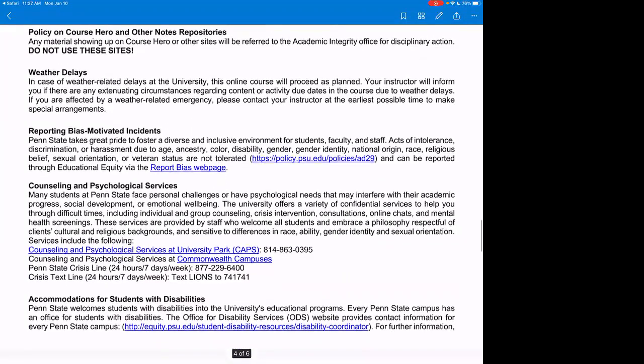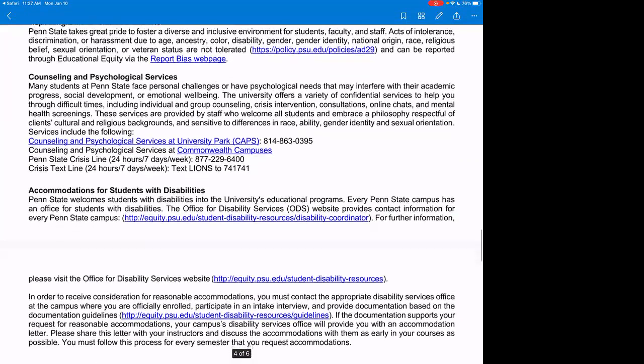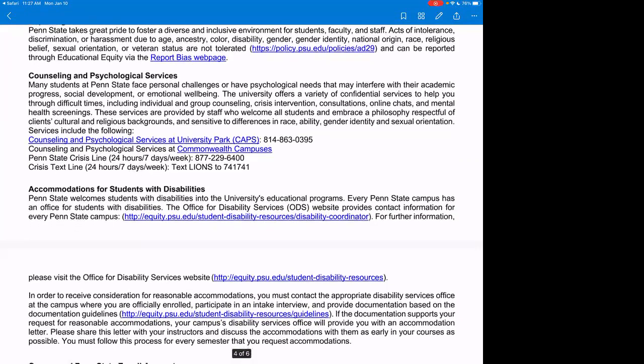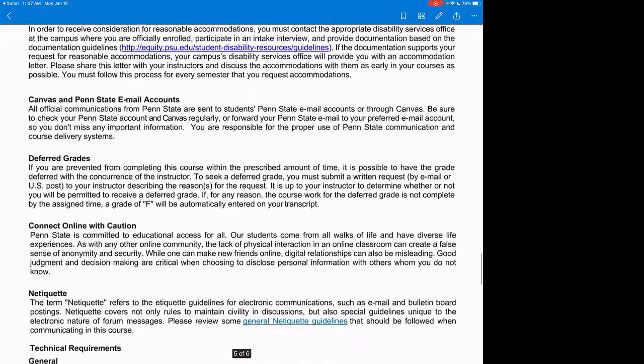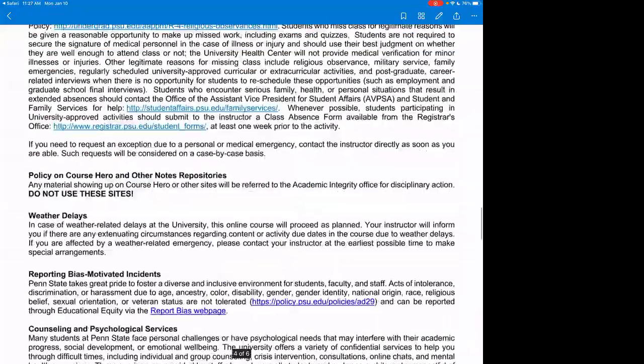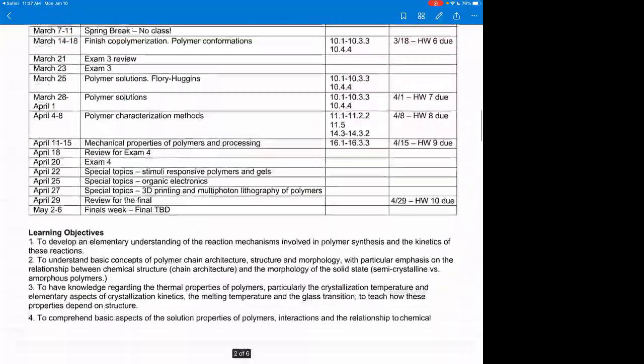If there are any barriers to you accessing the material in this course, let me know. We have plenty of tools to handle that. And so I'm totally flexible in terms of making sure that everyone has the same educational opportunity to learn the material, because I love polymers. And so I want to make sure everyone has a chance to do well in this course. All right, great. Okay, that's all fine.